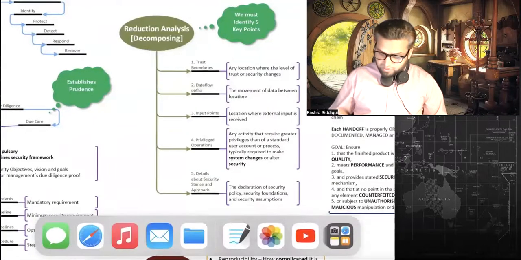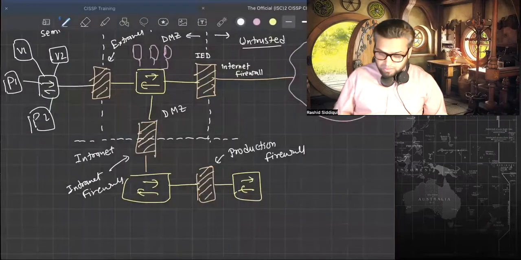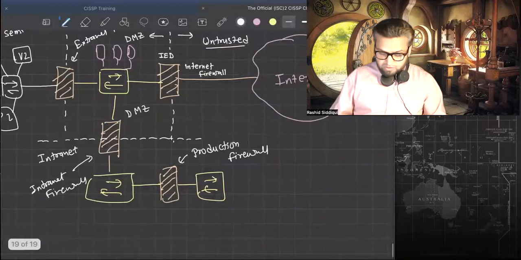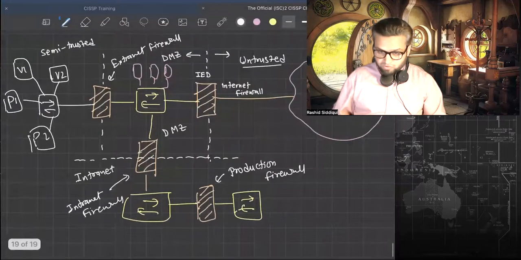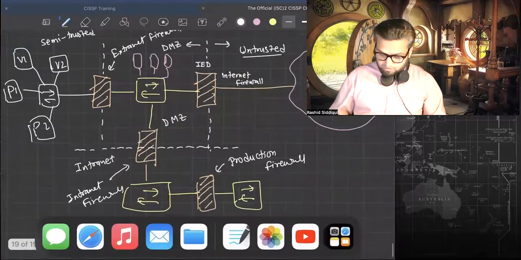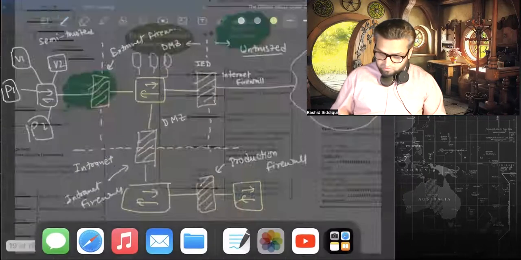Now come back to the diagram. Here you see that in the case of an internet firewall, the trust is changing from untrusted to DMZ. So this is one trust boundary, right? Another trust boundary is between intranet and DMZ. This is another trust boundary. Then another trust boundary is from semi-trusted to DMZ, which is extranet firewall, right? So these are the trust boundaries we are actually talking about.